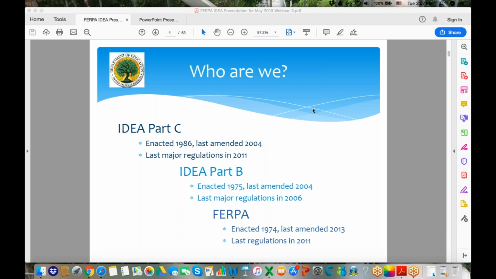Prior to that time, the Part C program cross-referenced Part B, which then cross-referenced the FERPA regulations, and there were some unique twists, and it was very complicated for the early intervention programs to apply the rules. So our statutes have been around for a long period of time. They predate the internet. They predate a lot of the technology and privacy issues that we encounter today. And our regulations, while updated, haven't been amended primarily really since 2011.